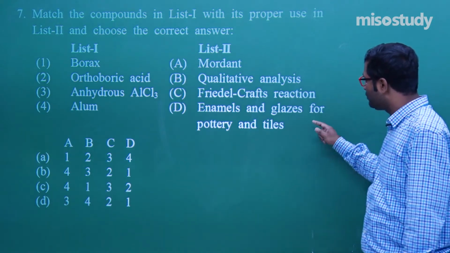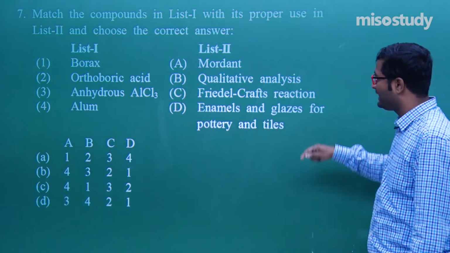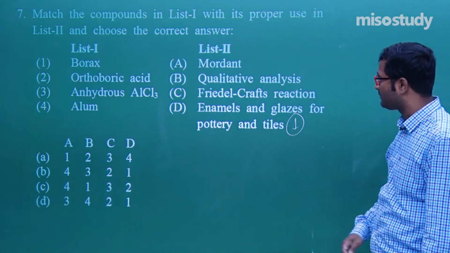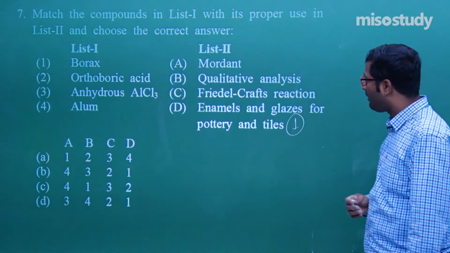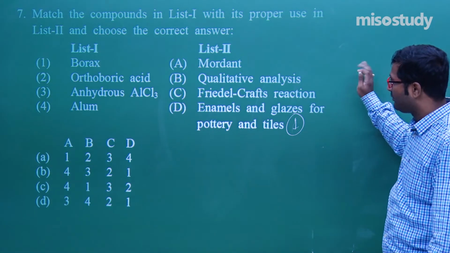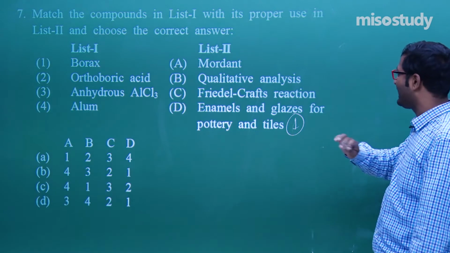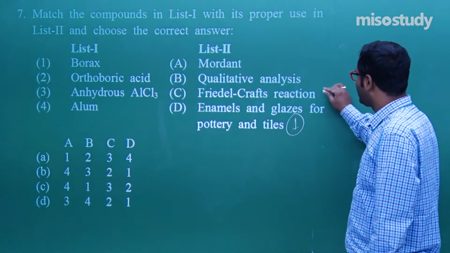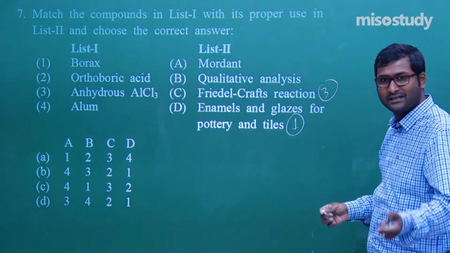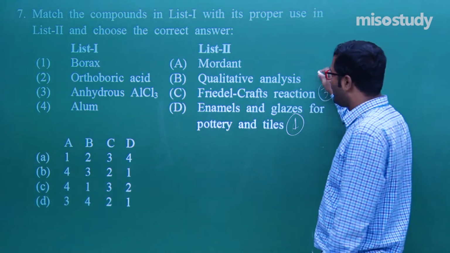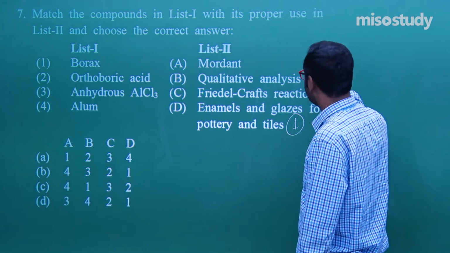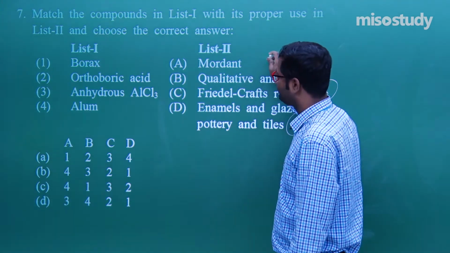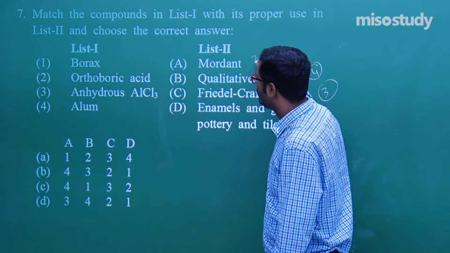Borax is used in enamels and glazes for pottery and tiles. For A, D is the first option, D is the correct answer. For anhydrous AlCl3, that is called the Friedel-Crafts reaction. This is the best part of organic chemistry. That is the third. For alum, as I discussed in salt analysis, it is used in qualitative analysis. So this one is 4, and the rest, orthoboric acid, is the mordant. This is option 2. Clear to you?